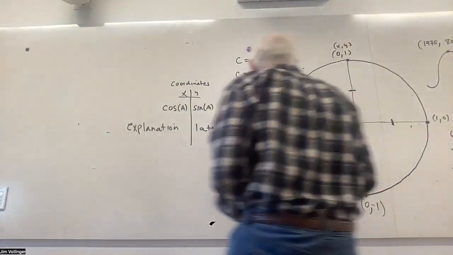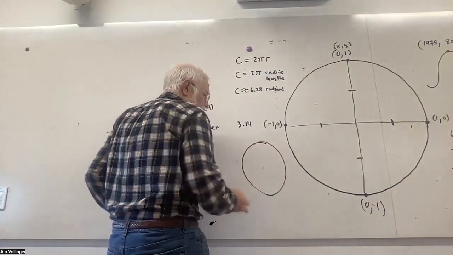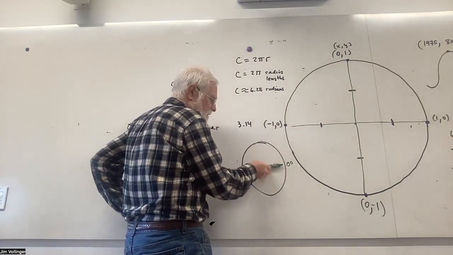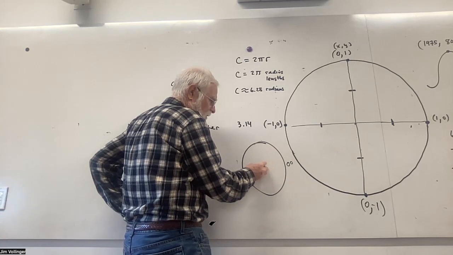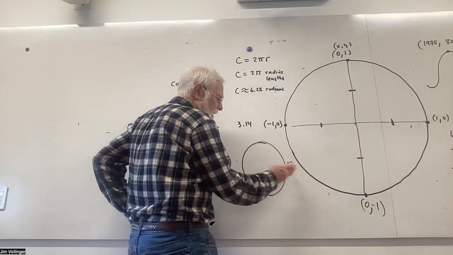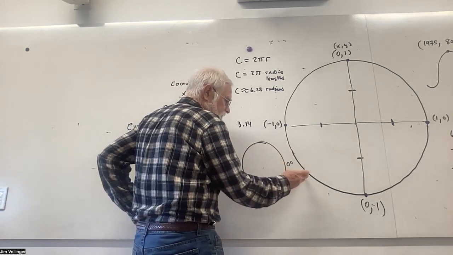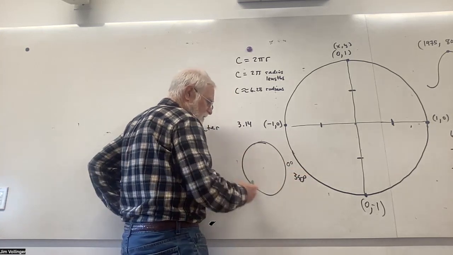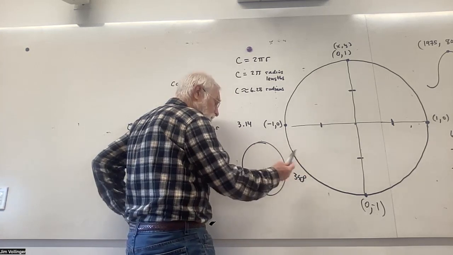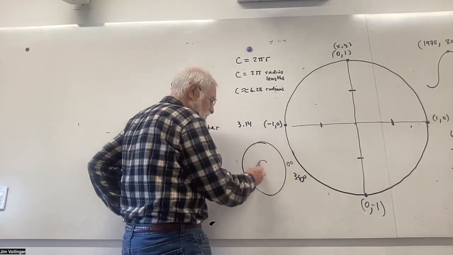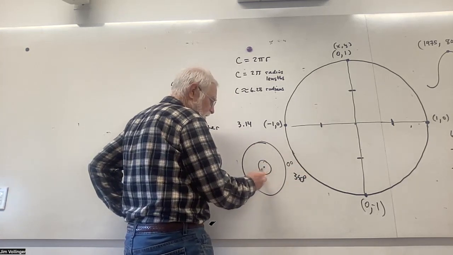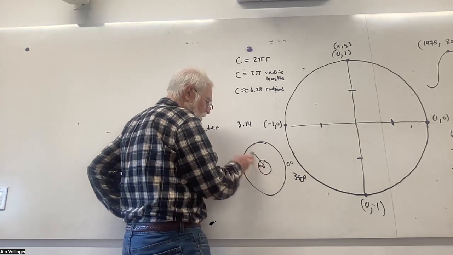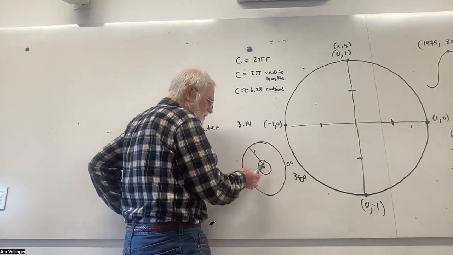So we draw a circle. We start over here at 0 degrees. We go all the way around. We come back to 360. But we're also traveling along the circumference of the circle. And therefore, it doesn't matter the size of the circle. If we make it a 1 unit radius, it doesn't matter the size of the circle.